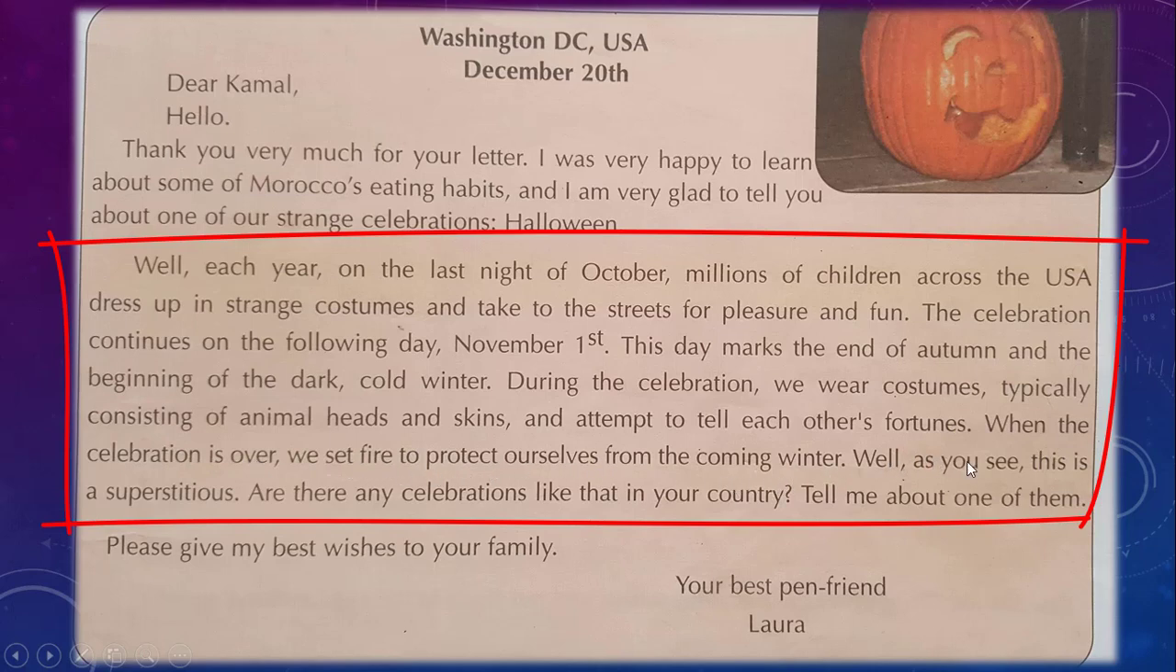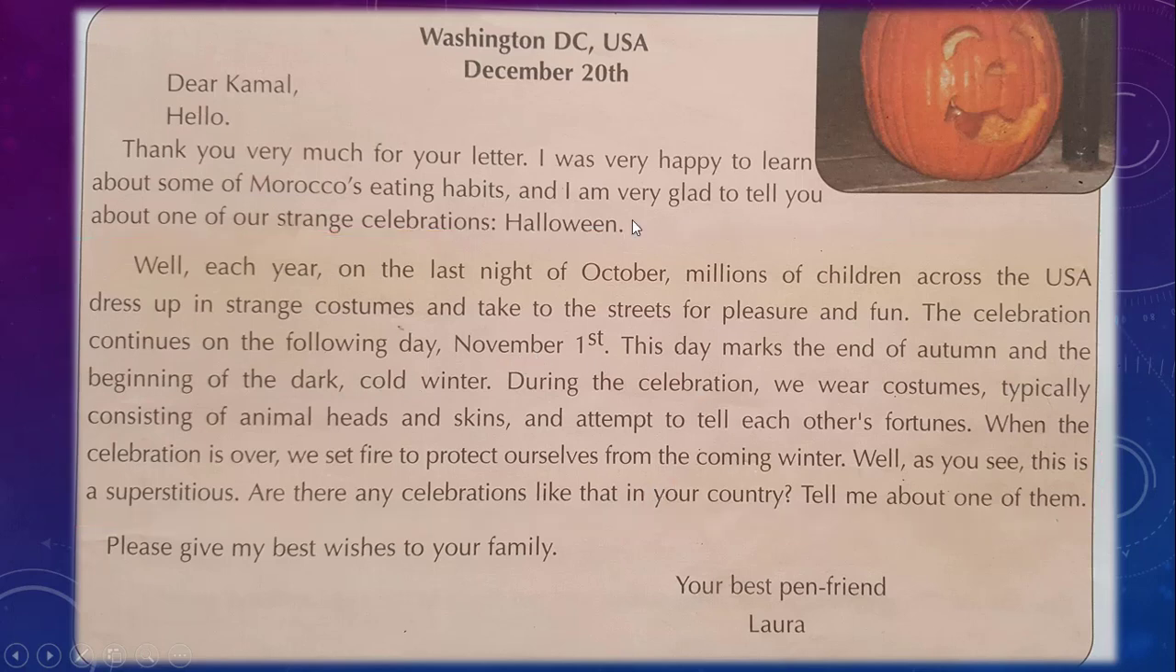As you see, this is superstitious. Are there any celebrations like that in your country? Tell me about one of them. Please give my best wishes to your family. Now, in this paragraph, we noticed that Laura was telling us about Halloween, and she was giving us a lot of information about the place, the time, the traditions, and the customs that they do during this celebration.